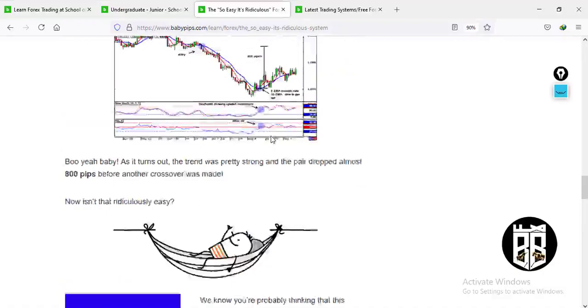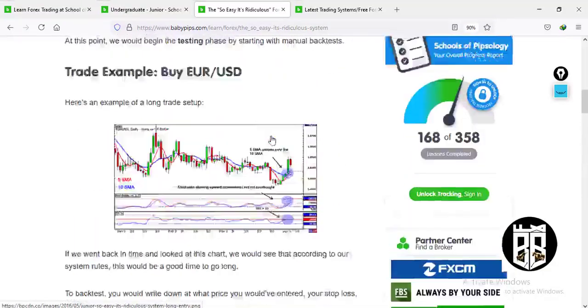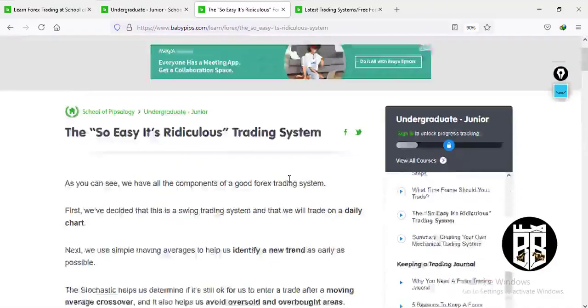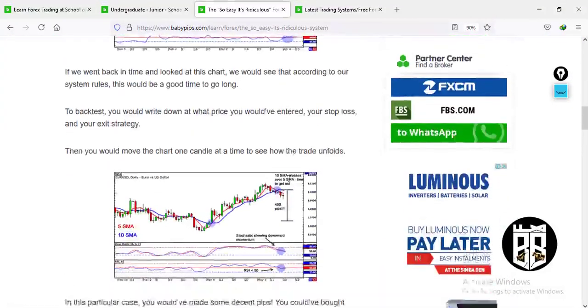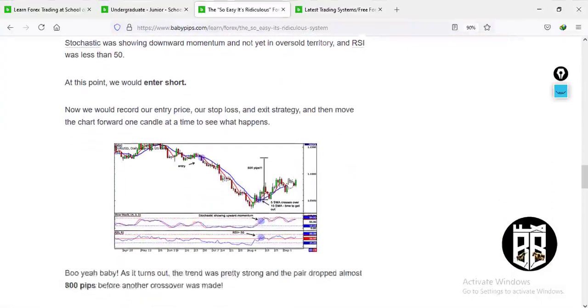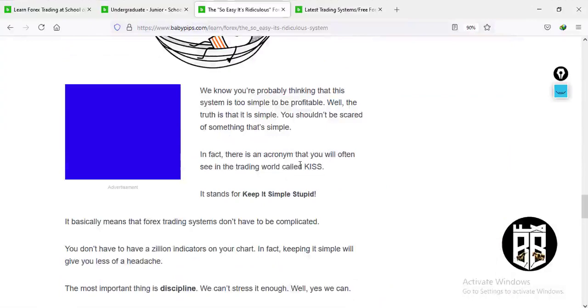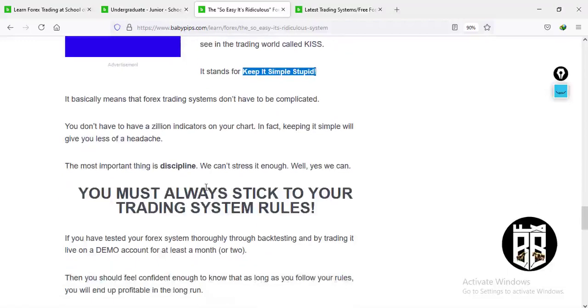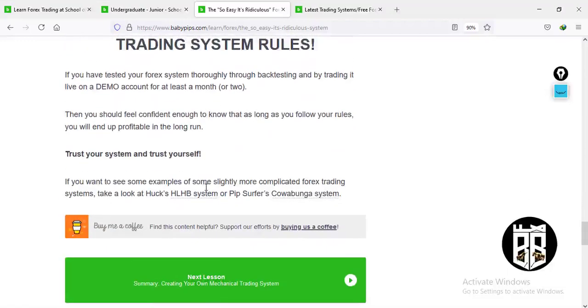That's why they tagged this subheading, the so easy it's ridiculous trading system. It's so simple. And there's an adage that goes with forex trading. It's called KISS. KISS means keep it simple, stupid. Just keep it as simple as that, and bank all the dollars into your account.